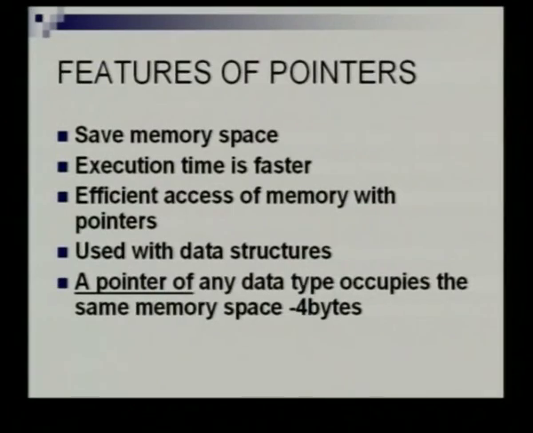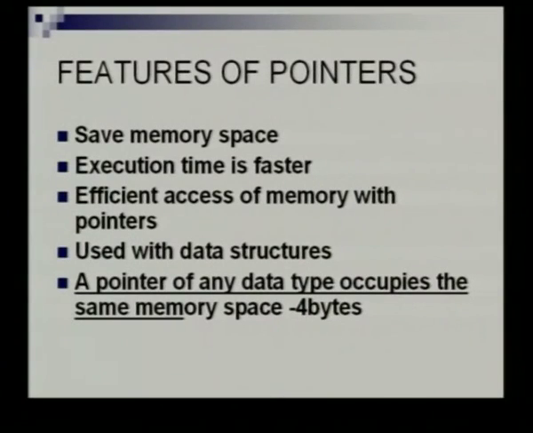And a pointer of any data type occupies the same memory space. It is not like a variable name. Normally in variables, depending upon the data type, whether it's an integer, it will occupy 2 bytes. If it's a character, 1 byte. A pointer variable of any data type will occupy in general 4 bytes.